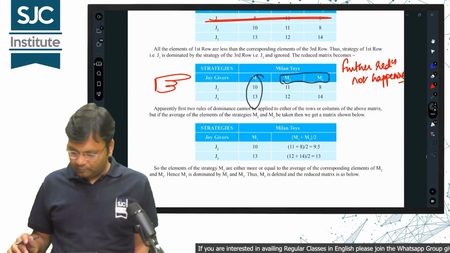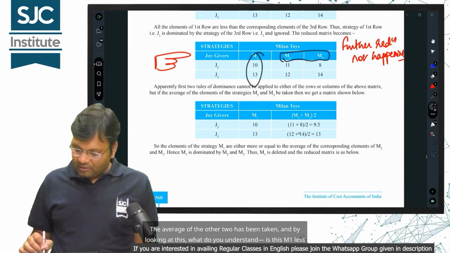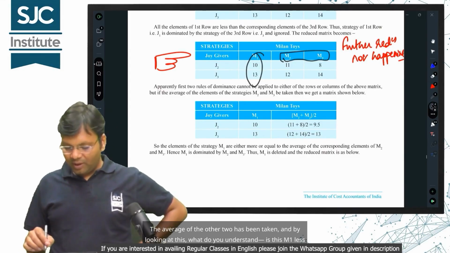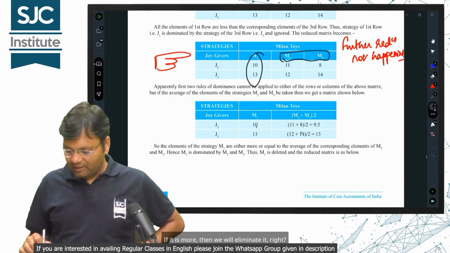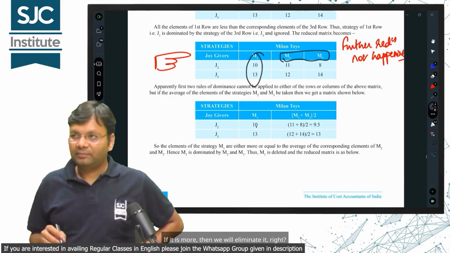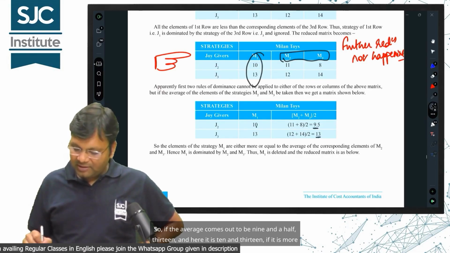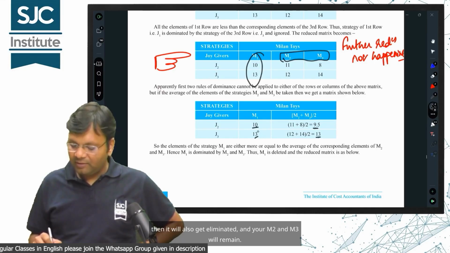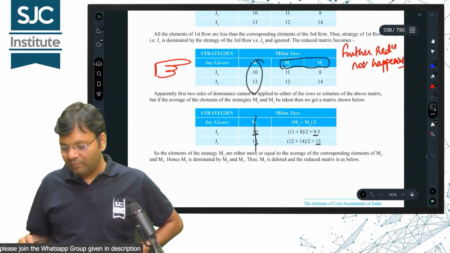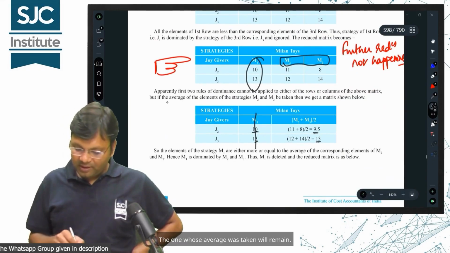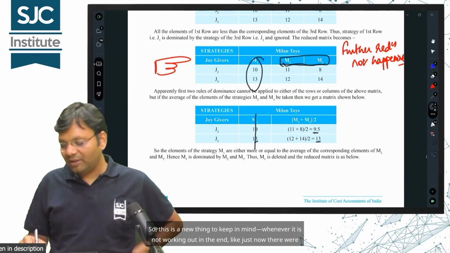Alright. The average of the other two has been taken, and by looking at this, what do you understand? Is this M1 less than or greater than the average of the other two? If it is more, then we will eliminate it, right? So, if the average comes out to be 9.5, 13, and here it is 10 and 13, if it is more, then it will also get eliminated and your M2 and M3 will remain. The one whose average was taken will remain. So, this is a new thing to keep in mind whenever it is not working out in the end.